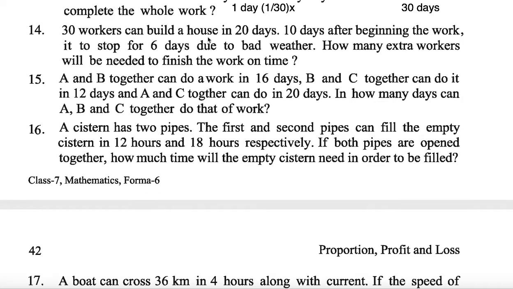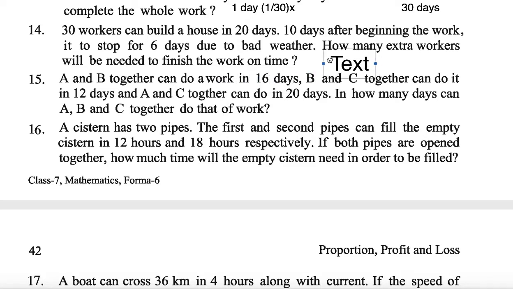Alright. Can build a house in 20 days. 10 days after beginning the work, work to stop for 6 days due to bad weather. Okay, they stopped it for 6 days due to bad weather. How many extra workers will be needed to finish the work on time? This is quite different, it seems.